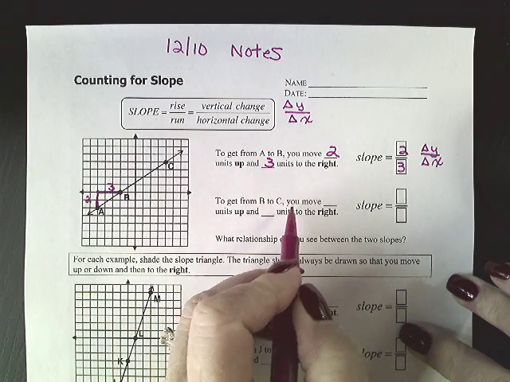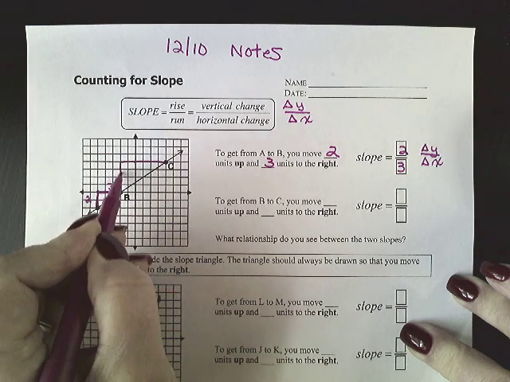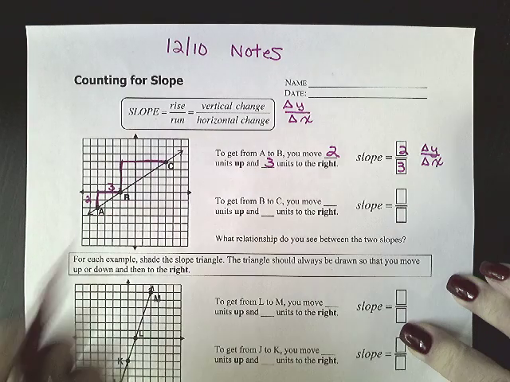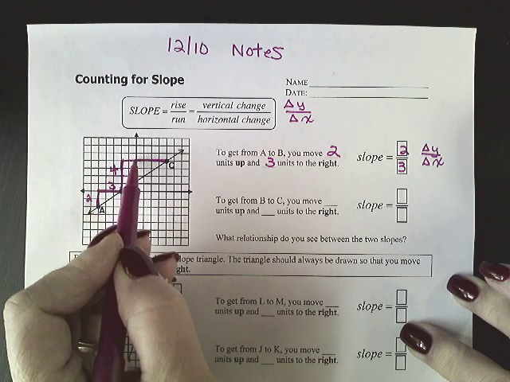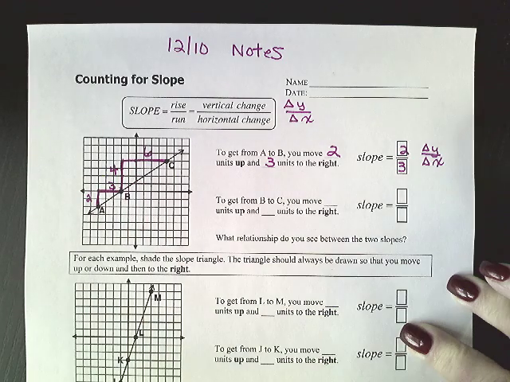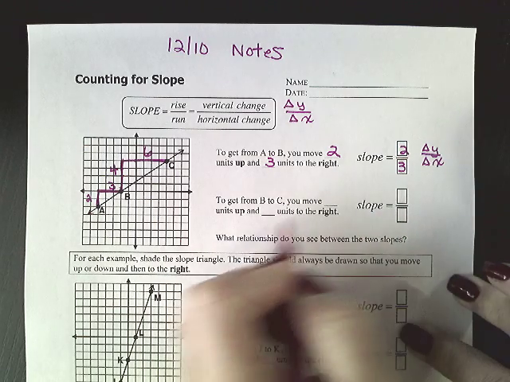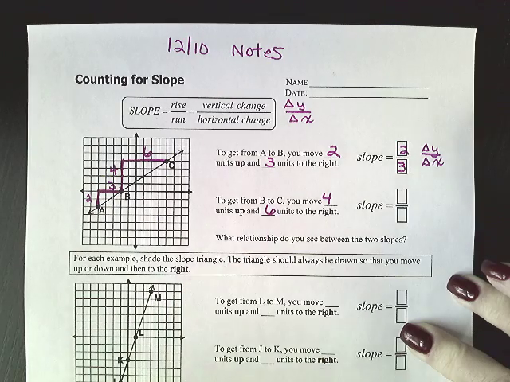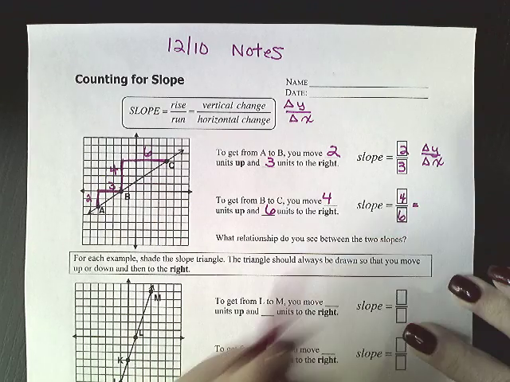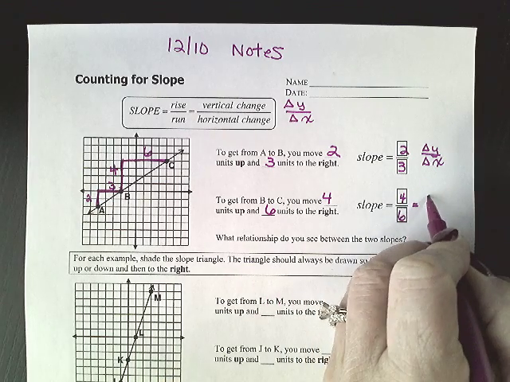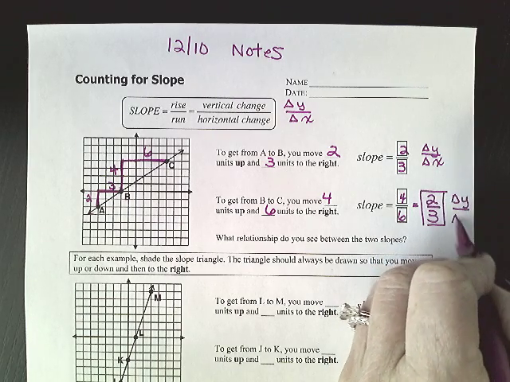All right, so now we're going to go from B to C. So I'm going to go up from B to C. I'm going to count up for B, 1, 2, 3, 4. And I'm going to count 1, 2, 3, 4, 5, 6. Okay, so now you move 4 units up and 6 units to the right. So this slope is 4 over 6. But that can be simplified. To simplify that, it would become 2 over 3. Change in y over the change in x.